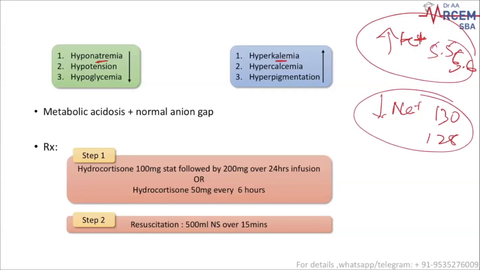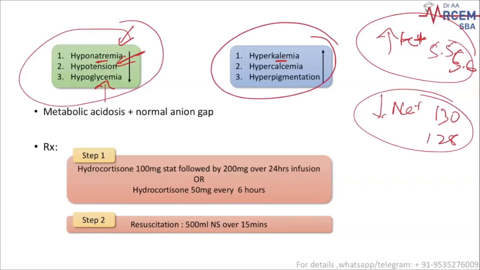The other way to remember is three things go down, three things go up. Three things which go down are sodium values, blood pressure, and glucose values. Three things which go up are hyperkalemia, that is potassium values will go up, calcium values will go up, and hyperpigmentation is commonly seen. In ABG also, there is a classical finding. Whenever you get an ABG, there is a metabolic acidosis with normal anion gap.